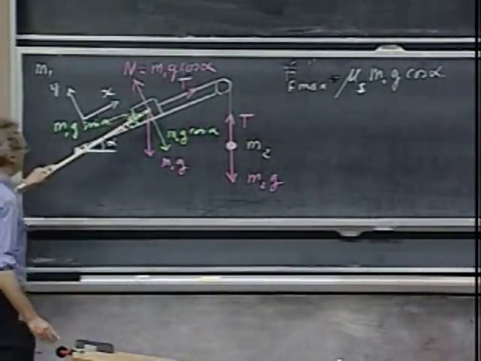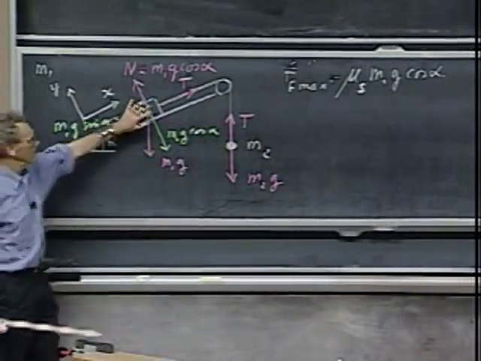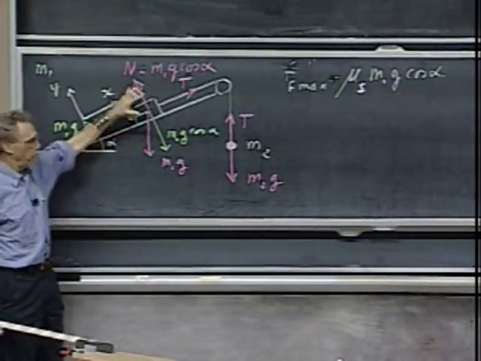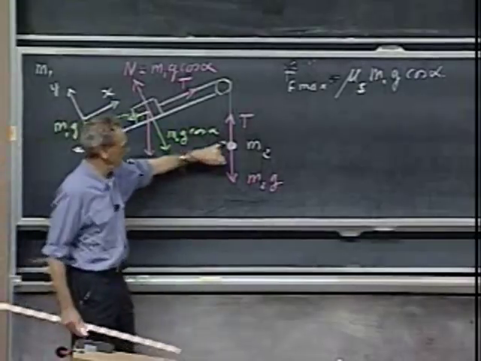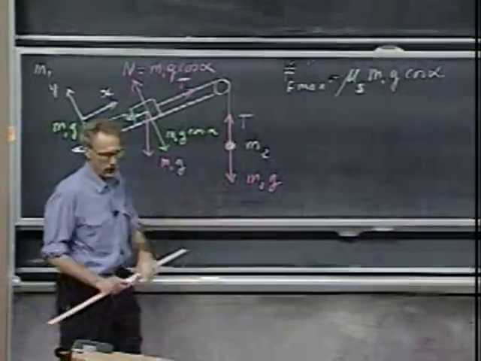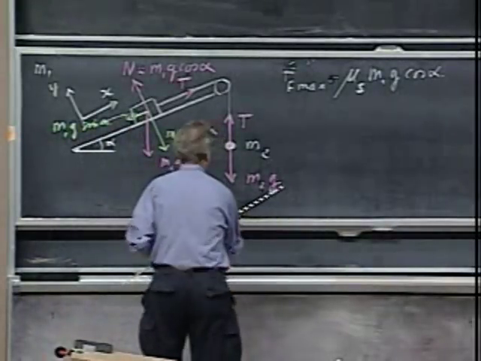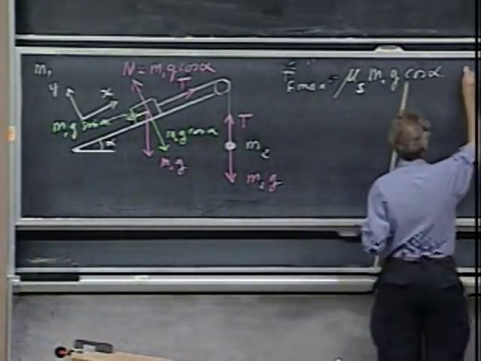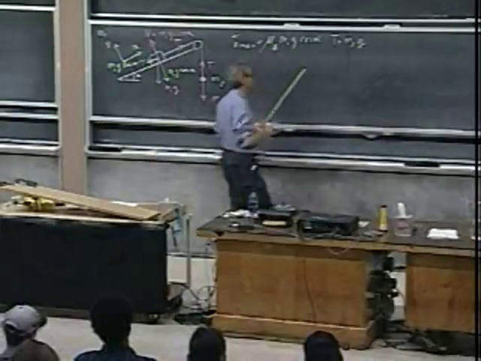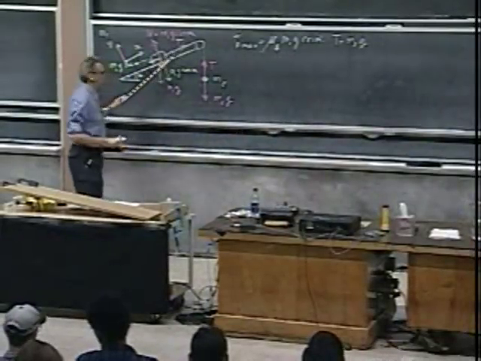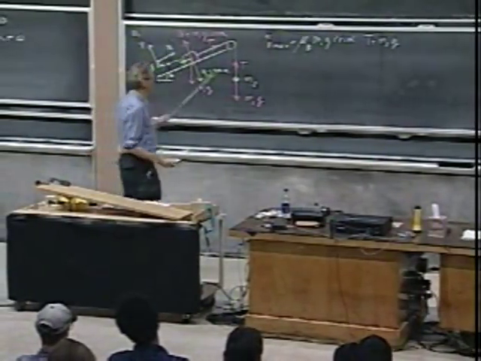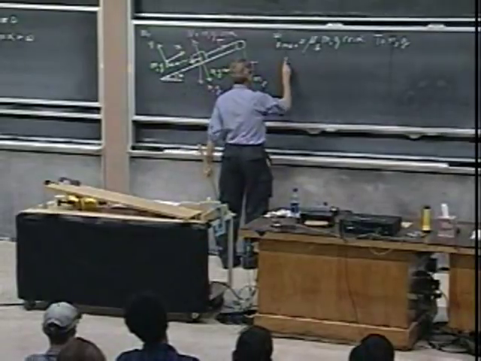I'm going to evaluate, for now, only situations where the system is at rest. It's not yet moving. If the system is at rest, T must be m2g, because this object is not being accelerated. So we already know that in all situations where the system is at rest, T must be m2g. That's non-negotiable. It's this T as well as that T. Now I have to start splitting in the following situation.